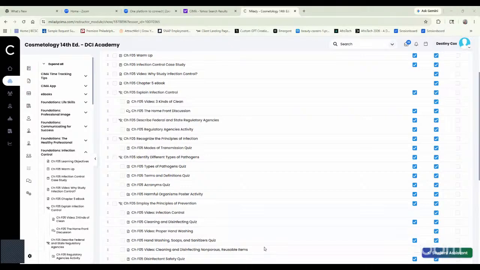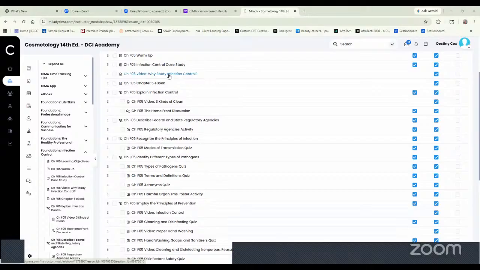So when you see that word, please reel it on back. It means cleaning of the hands. Okay, cleaning of the hands, not surfaces. Let's begin with the first video, why study infection control. Then we're going to go down to 3 kinds of infection and take note from there.